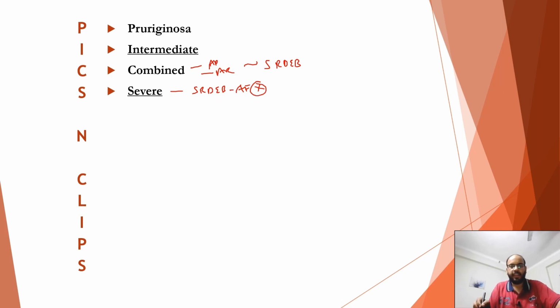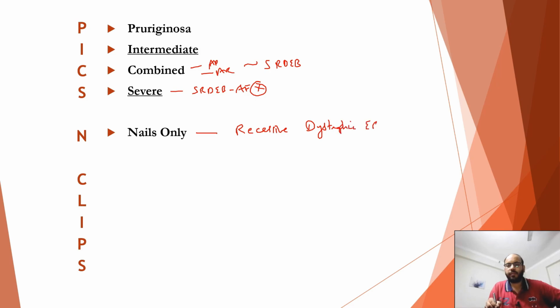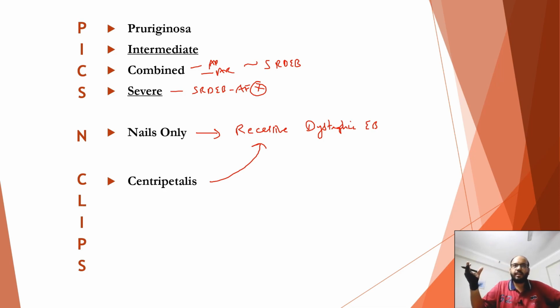Okay. N is nails only. This is a variant of recessive dystrophic EB. Okay, we don't have dominant nails only EB. It's a variant of recessive dystrophic EB, nails only. C is centripetalis. This is also a feature of recessive dystrophic EB, in which the scarring, blistering, everything starts from the extremities and progresses in a centripetal fashion.